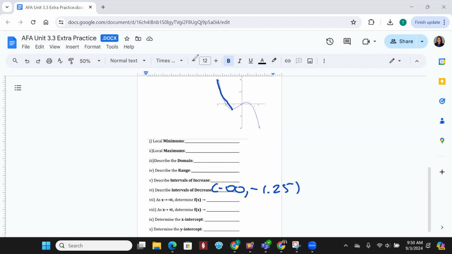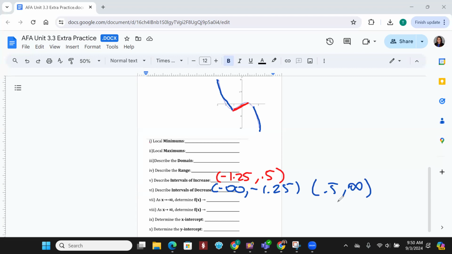Okay. Now, increasing. Negative 1, negative 2, right here. All right, so then increasing would be from negative 1.25 or whatever number you said here to about 0.5. Okay. And then it's going to decrease again from 0.5 to positive infinity.